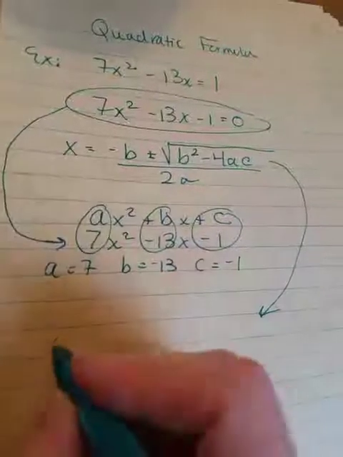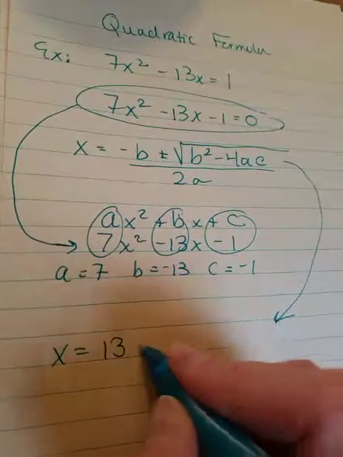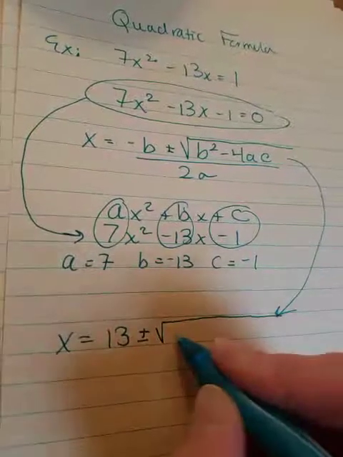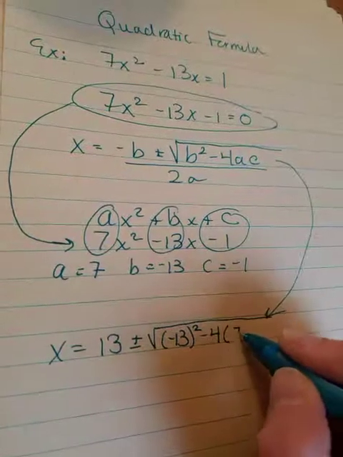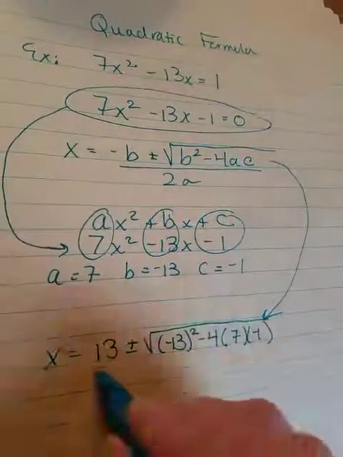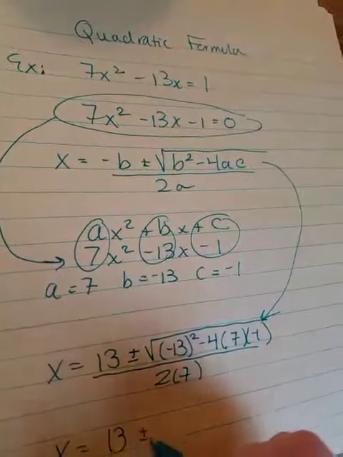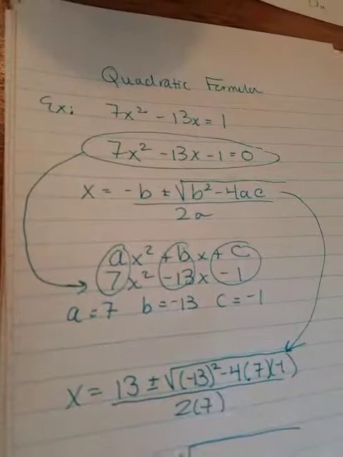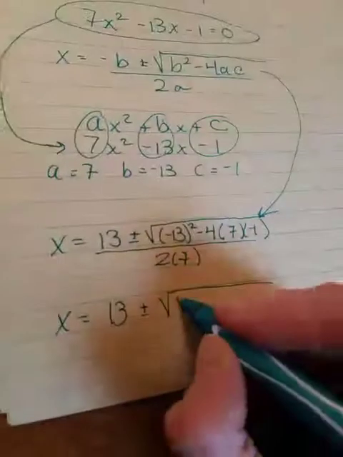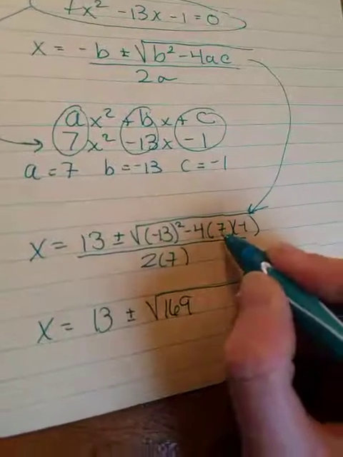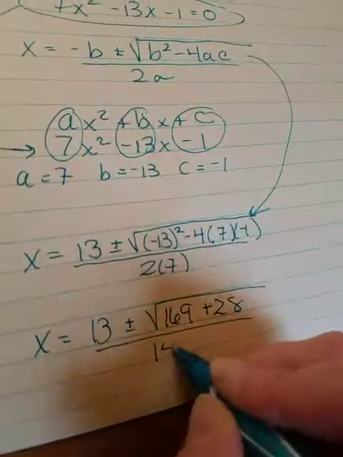So here we go into the formula. X equals negative b. So negative 13 is positive 13, plus or minus the square root of negative 13 squared minus 4 times a times c, all over 2 times a. Alright, so here we go. So we got to do negative 13 squared. Remember, a negative squared is a positive, so that's going to be 169. Negative 4 times 7 times negative 1 is a positive 28, all divided by 14.